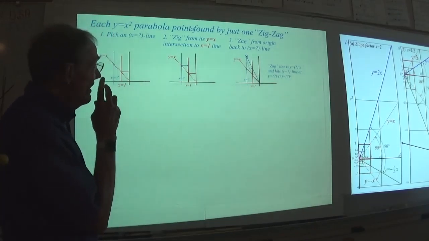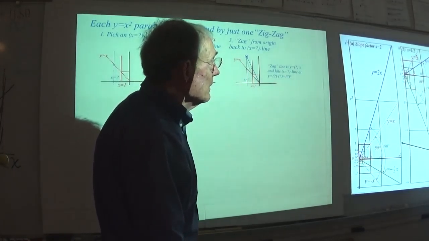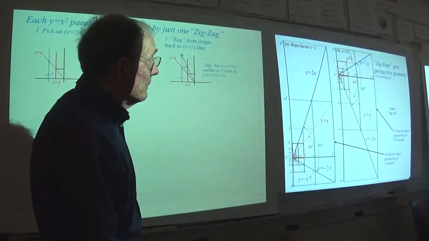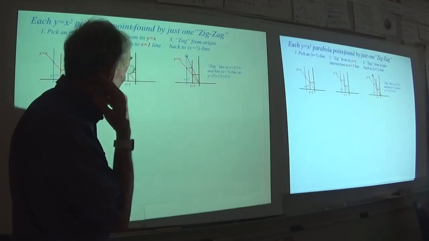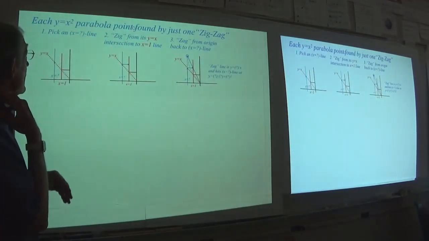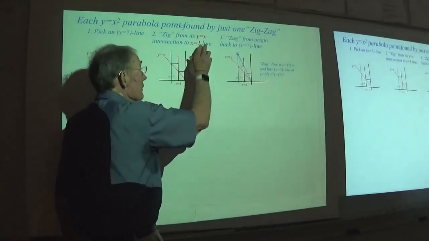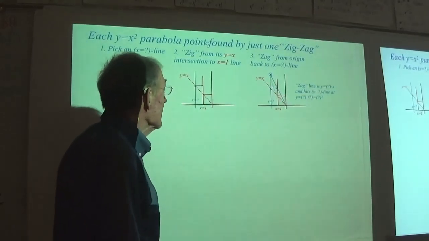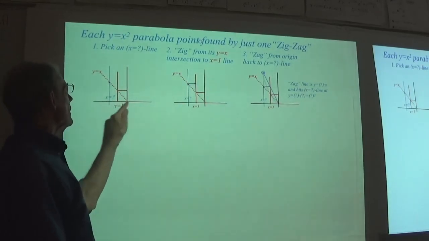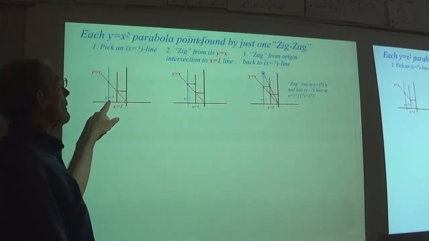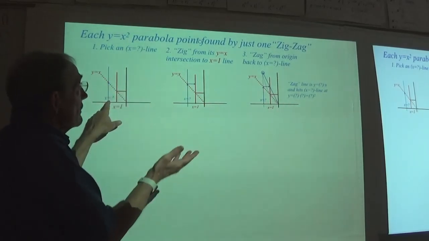Okay, now the zigzag that I've been talking about, let's just go ahead here a bit. What I'll do is let both these screens be active today. And the idea is, how do you draw a parabolic point with just one zigzag? Okay, pick a point. So the basic idea in this recipe is you pick whatever x you're interested in. Say, I want to find out where the parabola is at that particular point there. And I'm talking about just y equals x squared.